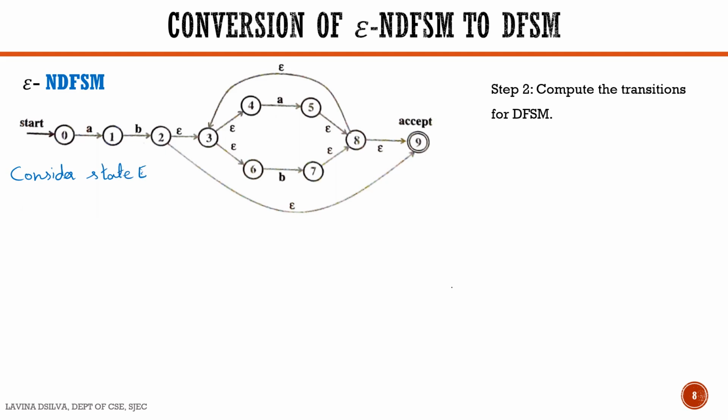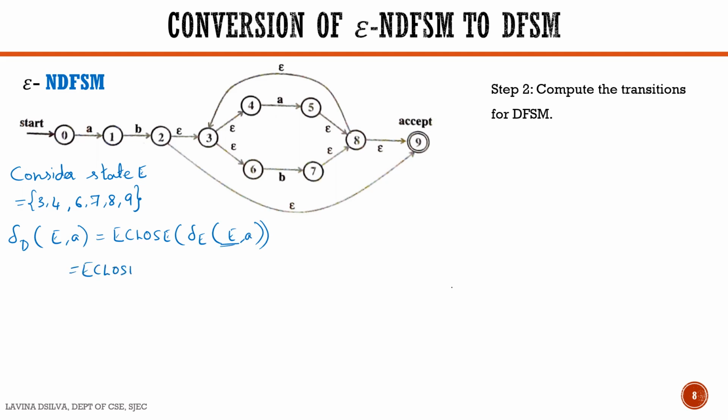And what is state E? It is equal to 3, 4, 6, 7, 8, 9. Same process of computing transition. Delta D of state E comma A is equal to E close of delta E comma A. Expand E, so that will be E close of delta E. I'll just skip one step and write the states and the delta E transition.